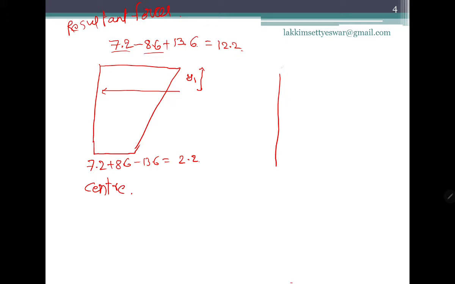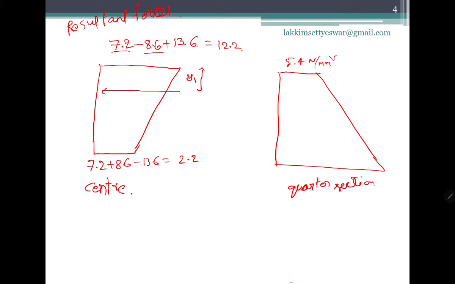Now let's draw at quarter section. Here the stresses are 5.4 Newton per mm square at the top and 9 Newton per mm square at the bottom. The centroid point is at y2 from the top. So the total stress is concentrated at the centroidal point. Let's calculate y1 and y2.